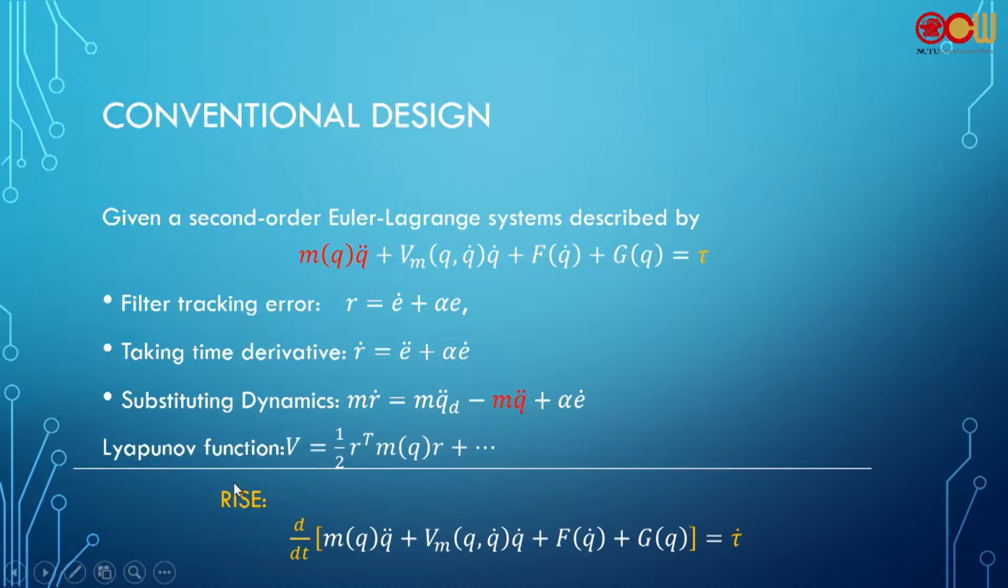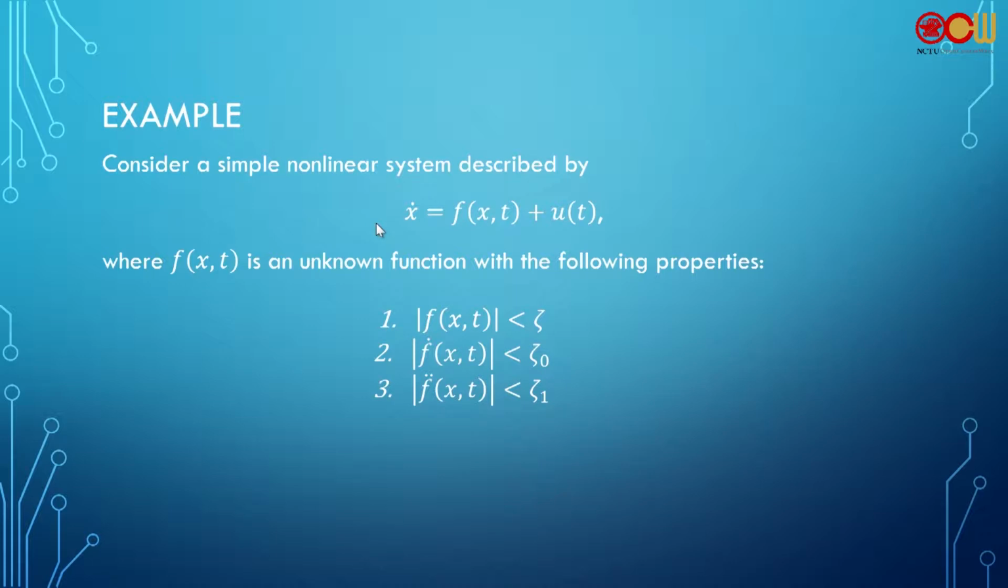In RISE control, because we want to eliminate high frequency switching, we take one more time derivative in the dynamics, and here you will see that you need to take one more time derivative on tau. We design the controller on tau dot, rather than on tau. That's the difference. For example, given a nonlinear system described by x dot equal to f(x, t) plus u, u is the control, f is the nonlinear dynamics, and f can be upper bounded by constants.